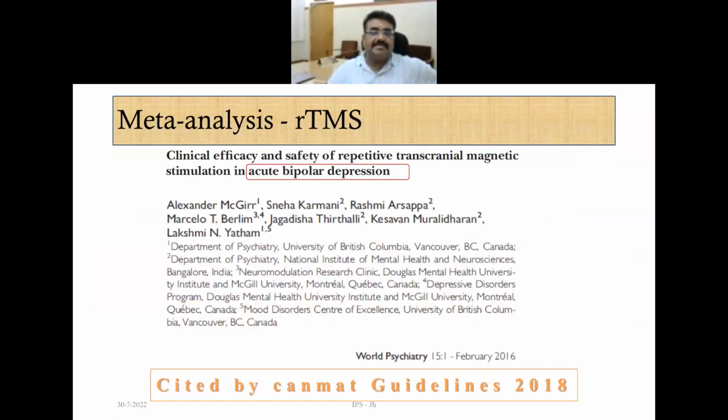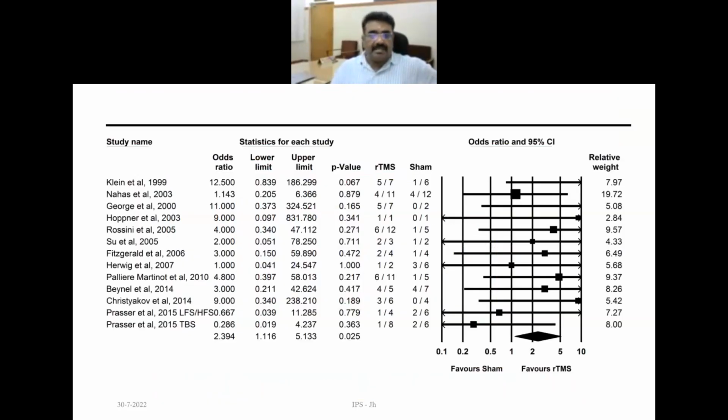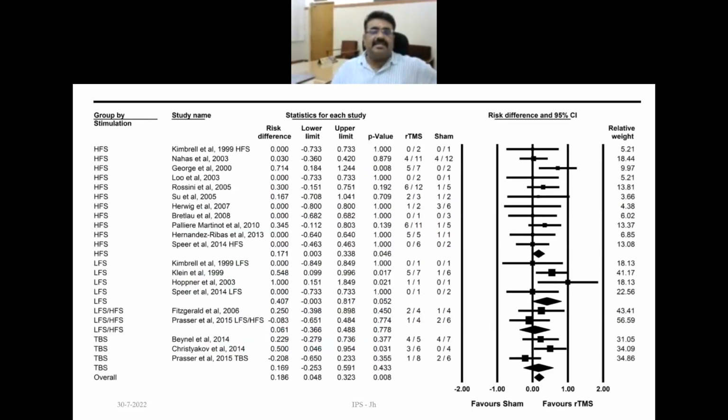And some work in TMS that we had the good fortune of doing. So this was again a meta-analysis which looked at the clinical efficacy and safety of rTMS in acute bipolar depression, and we found that high-frequency active TMS was far more effective than sham TMS in treating acute bipolar depression. Again, let's remember that most of these were treatment-resistant bipolar depression.